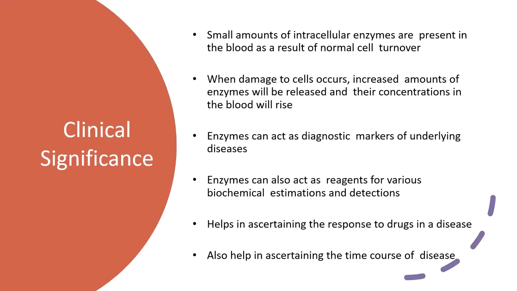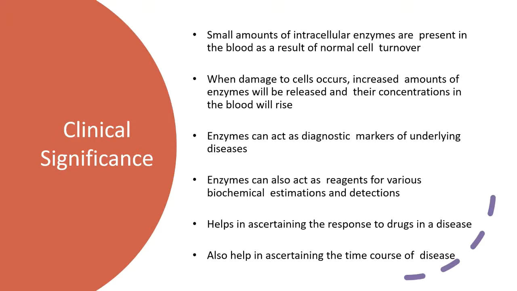Because a small amount of intracellular enzymes is always present in the blood as a result of normal cell turnover. Due to apoptosis or regular cell death, the contents of the cytoplasm or cytosol come out into the extracellular fluid or the blood. So a small amount of the activity of these cellular enzymes is always present in the blood. But when the cells get damaged, or because of some neoplasia or cancer, the cell mass increases, and due to that the content of the cells also comes out, and the activity of these non-specific plasma enzymes increases.